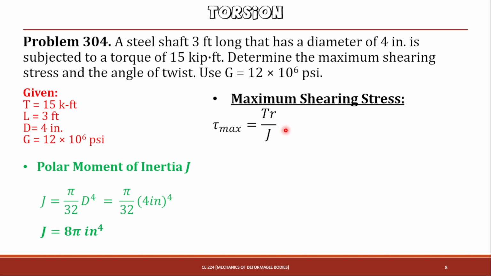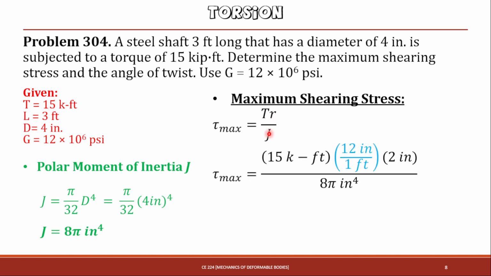Ilalagay na lang natin siya dito sa ating equation. So, we have maximum shear is equal to 15 kips feet. Okay? So, tingnan natin yung units natin. Yung modulus of rigidity natin ay pounds per square inch. So, dapat yung 15 kips ay magiging pounds. Tapos yung feet dapat magiging inches. Okay?